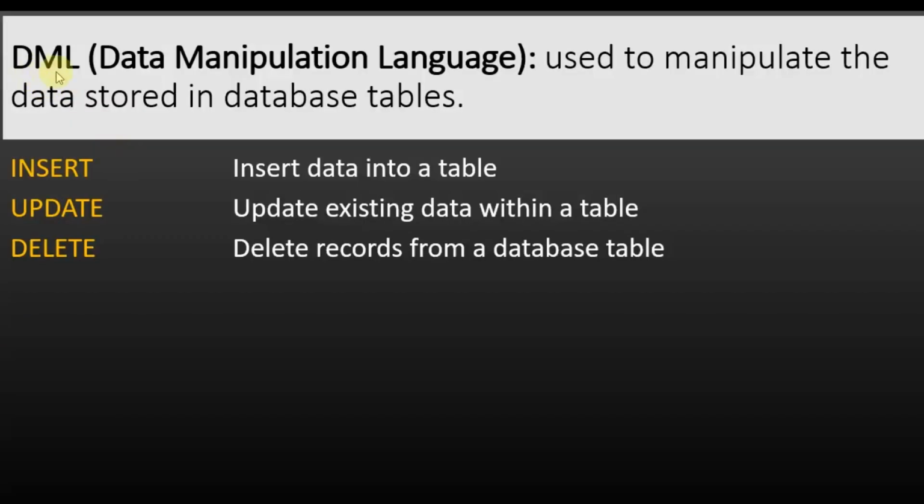The next category is DML, Data Manipulation Language. The commands are used to manipulate the stored data in the database tables. The insert command is used to insert data or the records into a table. And the update command is used to change the existing data in a table. And the delete command is used to delete particular records from a database table based on some condition.